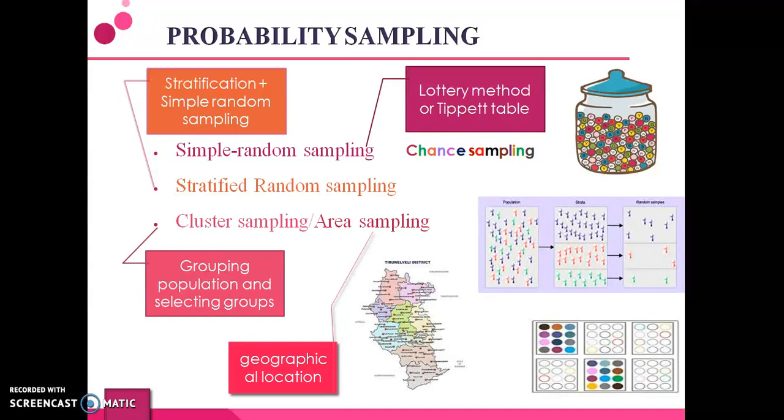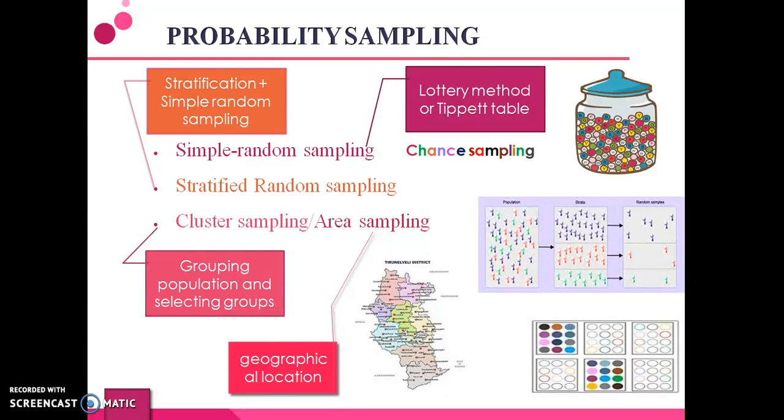Stratified random sampling and cluster sampling are called complex random sampling. Stratified random sampling is stratification plus simple random sampling. What is stratification? It's like a market. We divide the entire population into various subsets. For example, we divide the organization into various departments, marketing department, human resources department, and so on. This is a best example of stratified random sampling.